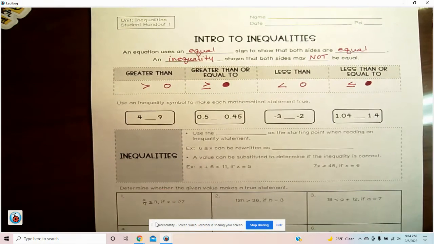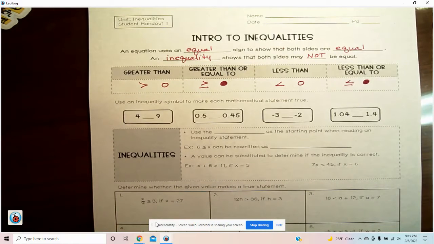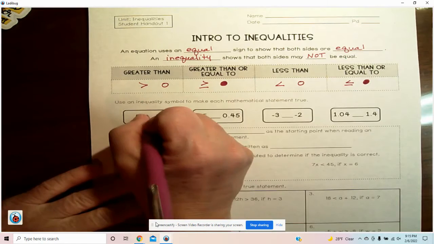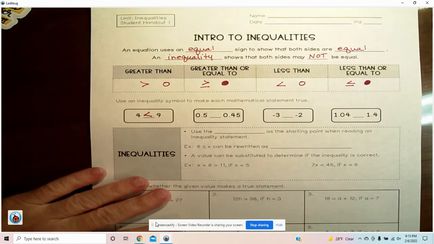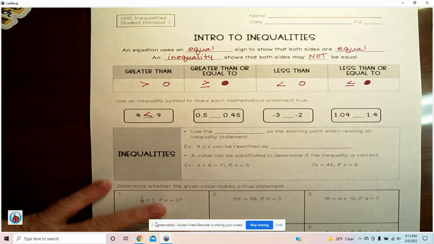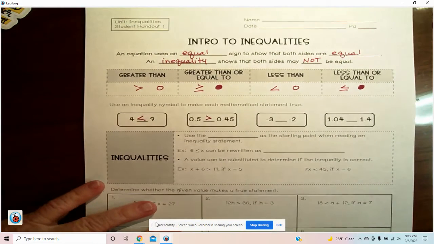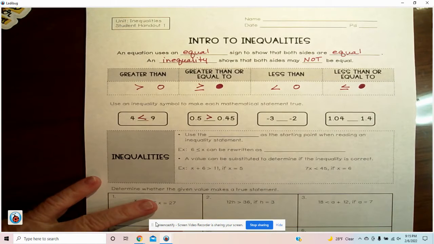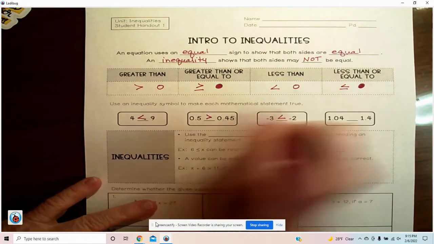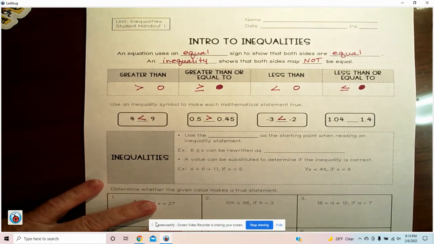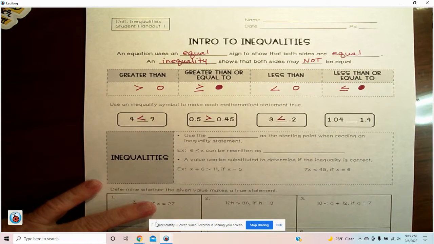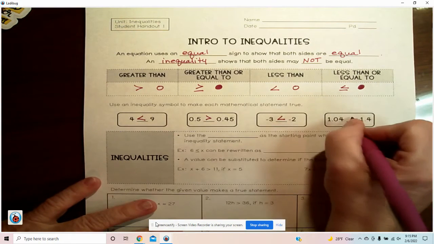All right, use an inequality symbol that makes each mathematical statement true. 4 is less than 9. 5/10 is greater than 45 hundredths. -3 is less than -2. And 1/400 is less than 1 4/10.